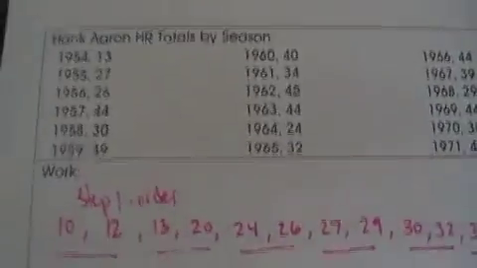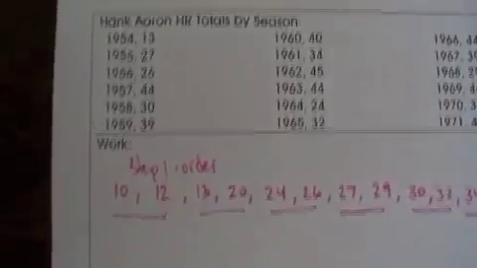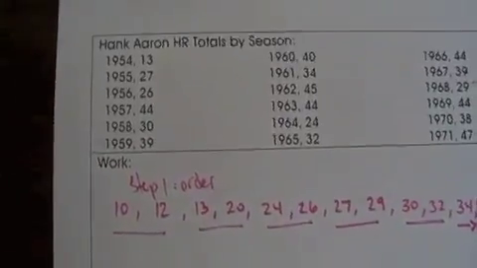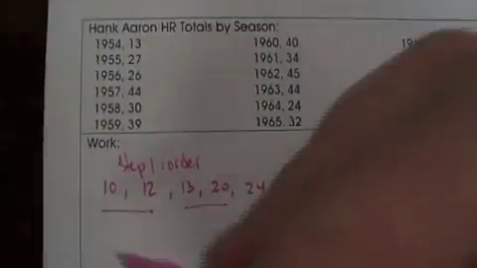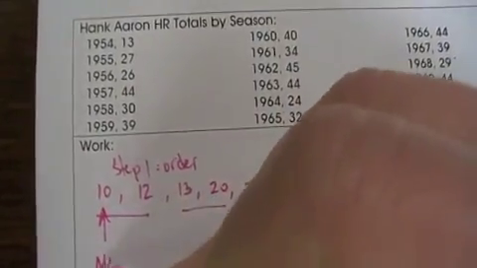Alright, step 1, we have ordered the data here. Okay, now let's look at what step 2 says. Step 2 says to mark your min and max value. So right here, 10 is my min value. And I'm going to go all the way to the other end, and 47 is my max value.